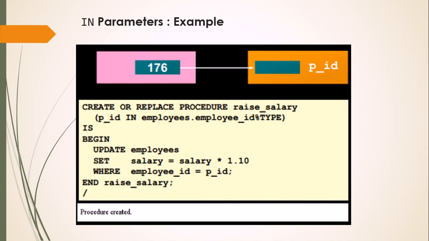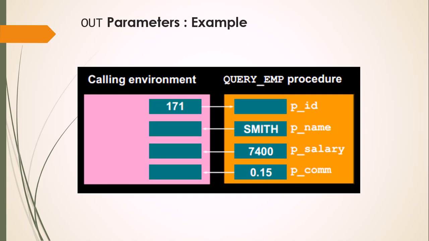IN parameter example. 176 and pid. Create or replace procedure raise_salary (p_id in employees.employee_id%type) is begin update employees set salary = salary * 1.1 where employee_id = p_id; end raise_salary; and then the output is procedure created.